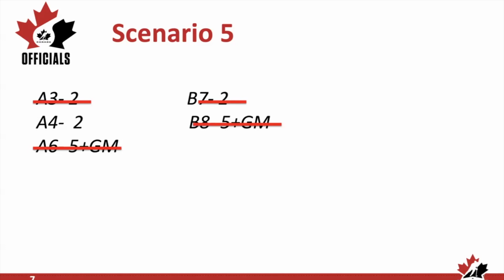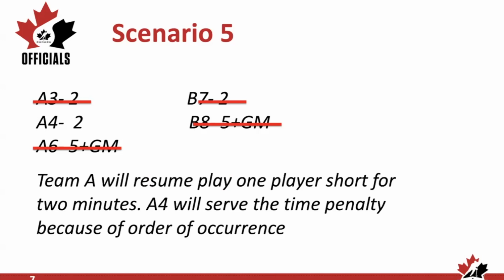It's not on the clock. A3 would serve its minor penalty, and B7 would serve a minor penalty, but they can come out the first whistle after 2 minutes. And finally, A4 would actually have a 2-minute minor penalty. So Team A is going to play one player short for 2 minutes, and that is the A4 player will serve the time penalty because of order of occurrence.